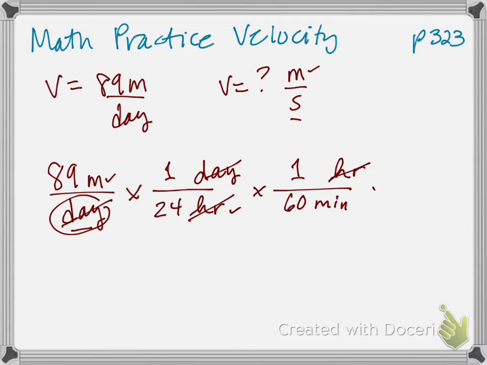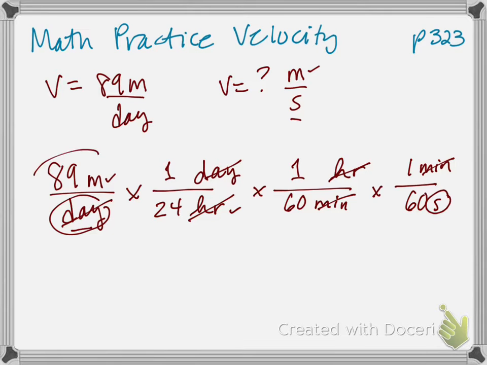I just have to do this one more time because I know that in 1 minute, there are 60 seconds. So that means my minute goes away, and I've got finally my seconds in the denominator. When you put this all into your calculator, you get a really disappointing answer, but make sure you do this so that you know you're using your calculator correctly.